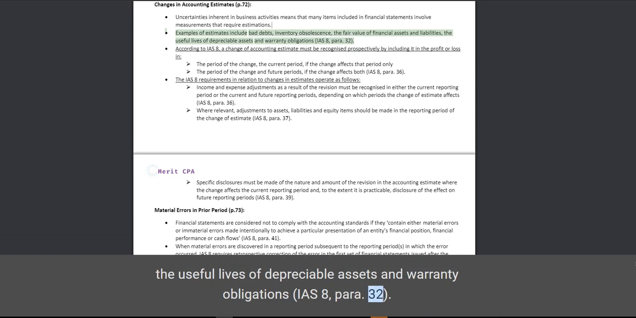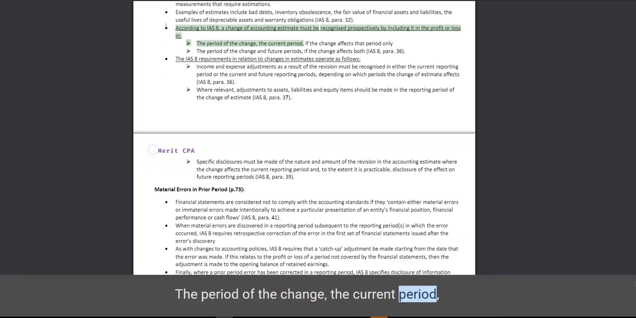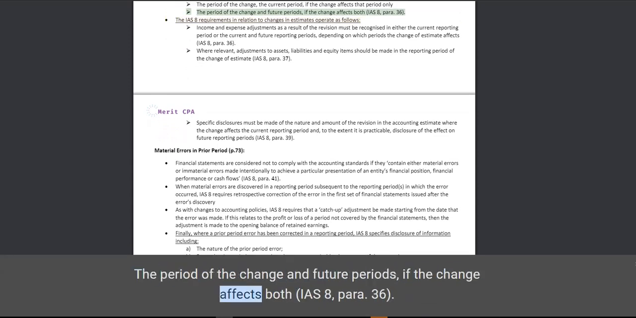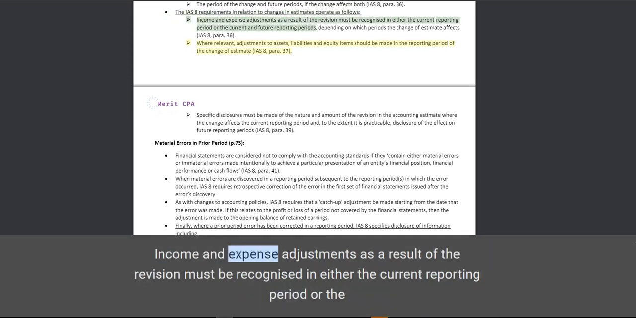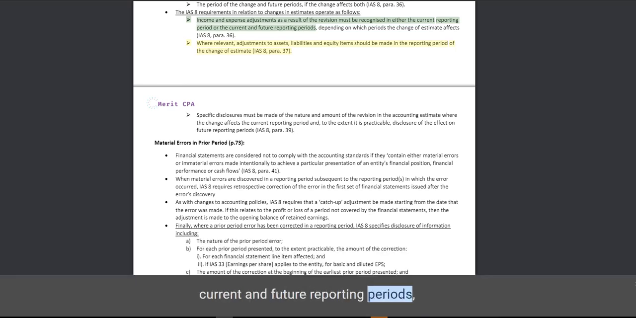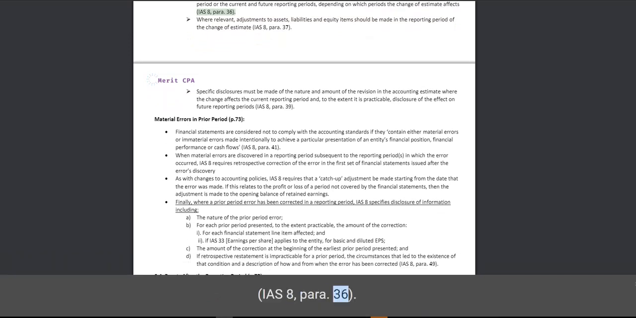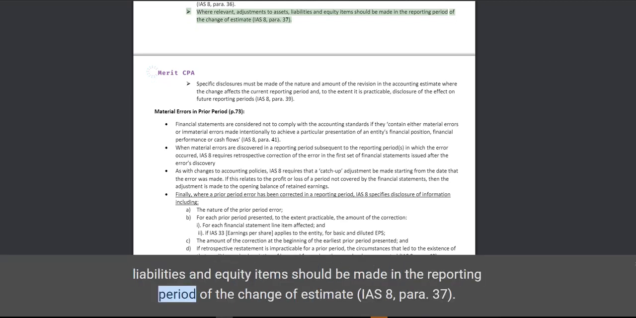IAS 8, para. 32. According to IAS 8, a change of accounting estimate must be recognized prospectively by including it in the profit or loss in the period of the change, the current period, if the change affects that period only, the period of the change and future periods, if the change affects both. IAS 8, para. 36. The IAS 8 requirements in relation to changes in estimates operate as follows. Income and expense adjustments as a result of the revision must be recognized in either the current reporting period or the current and future reporting periods, depending on which periods the change of estimate affects. IAS 8, para. 36. Where relevant, adjustments to assets, liabilities and equity items should be made in the reporting period of the change of estimate.